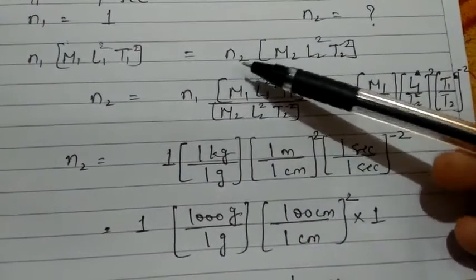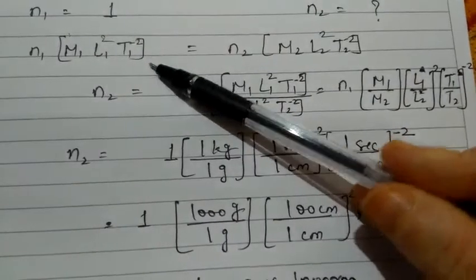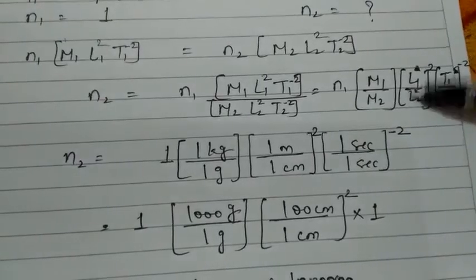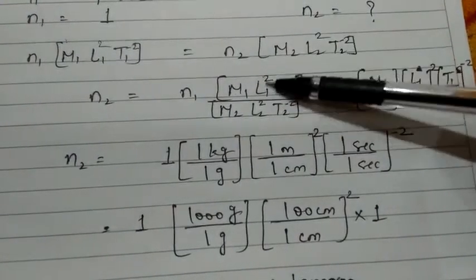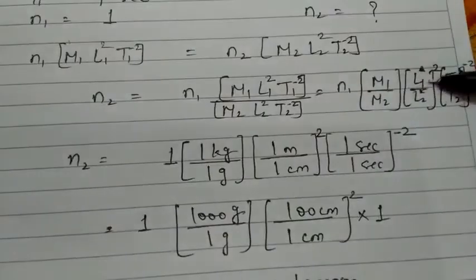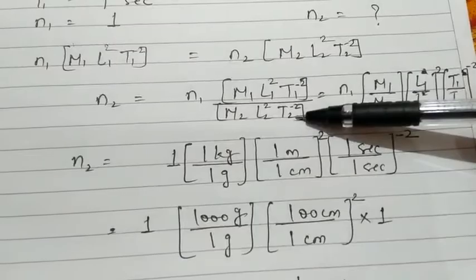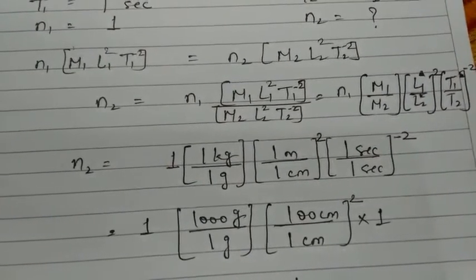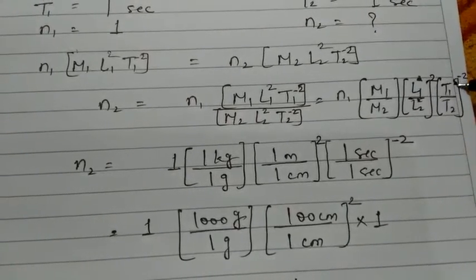So when we have to find the value of N2, what will we do? We will transpose it to this side, so it will come as denominator here. Then we can write it like this: M1 upon M2, L1 upon L2 to the power 2. Here separate powers are there, so we have written it like this. T1 upon T2, each to the power minus 2. Here you can see power minus 2 is there.